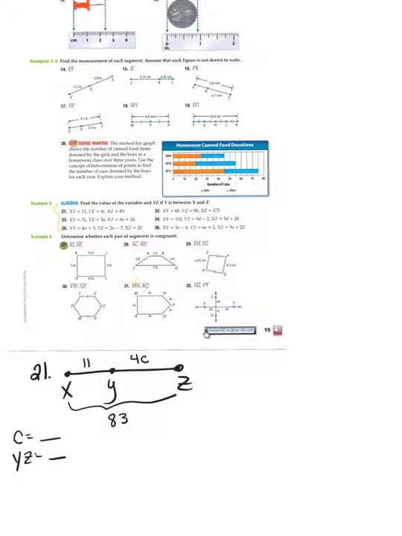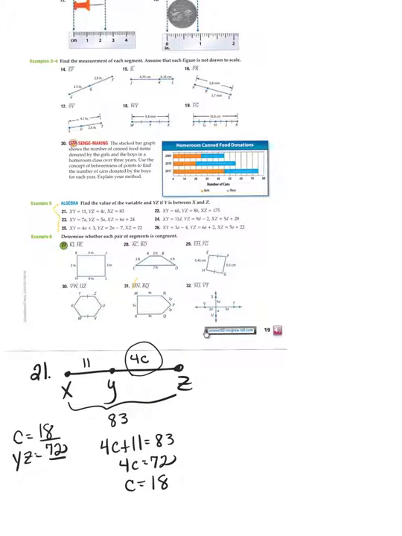All right, we see that two parts make the whole, so I can say that 4C plus 11 equals the entire 83. Subtract 11 from each side. See how I'm showing my work. Divide each side by 4. 4 goes into 7 once, and then 32. So C is 18. And then since YZ is 4C, 4 times 18 is 72. Okay? Again, I feel some factoring coming with that guy.